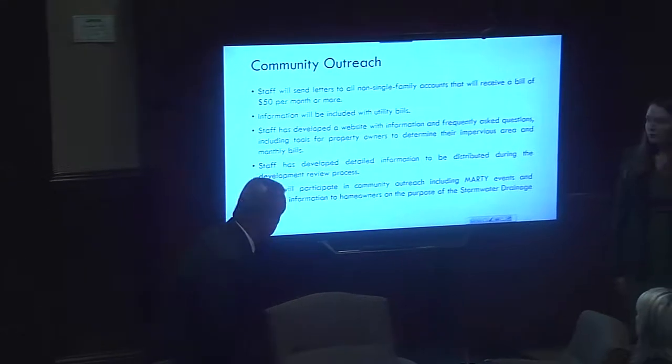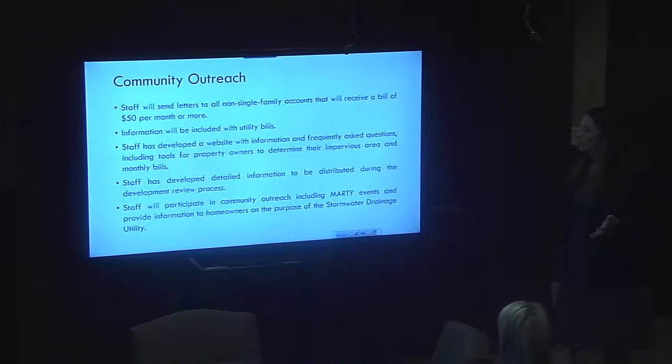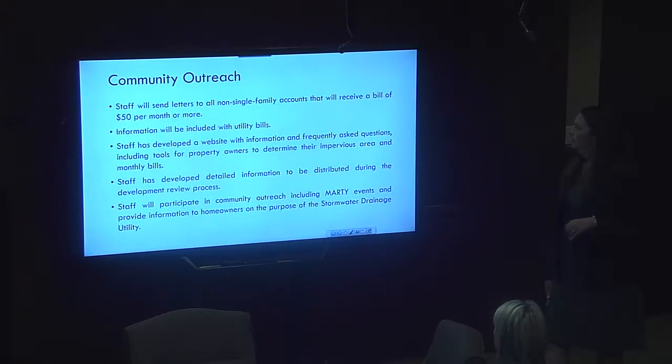So since October 2nd, when we established the stormwater drainage utility and the rate structure, we've been looking at different ways that we can let people know about the fee. A couple of things we have set to do: we're going to send letters to all the non-single family residential accounts that will receive a bill of greater than $50 per month. That's about 800 letters that we'll be sending out in the next couple weeks. Also, we'll be including information on our utility bills starting with the December cycles. One month before, everyone will have a special message on their utility bill informing them that the next month they will see a stormwater charge on their bill.